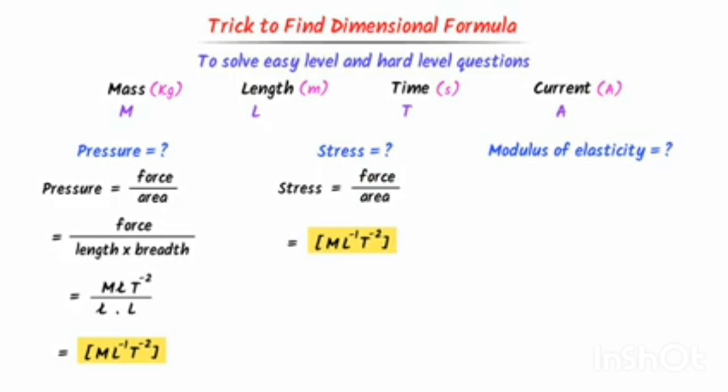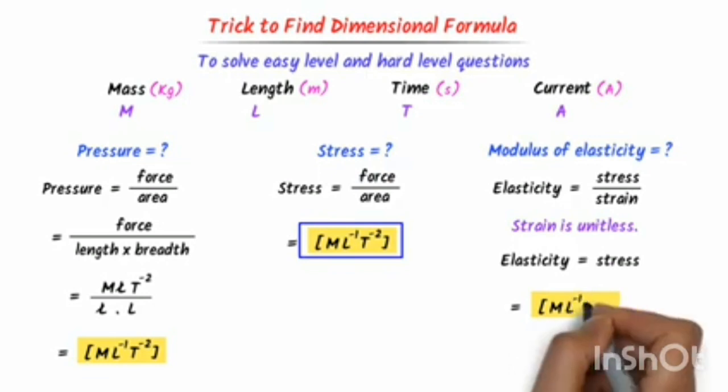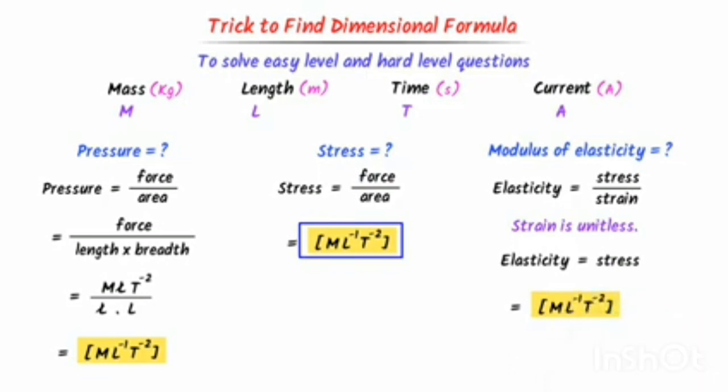In case of modulus of elasticity, its formula is equal to stress upon strain. We all know that strain is unitless. We get modulus of elasticity is equal to stress. We have already calculated the dimensional formula of stress, which is M L^-1 T^-2. Hence the dimensional formula of modulus of elasticity is M L^-1 T^-2. So these three physical quantities have the same dimensional formula. Thus note down all these dimensional formulas.